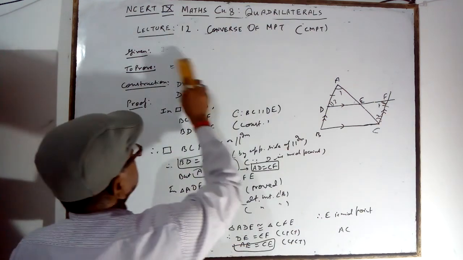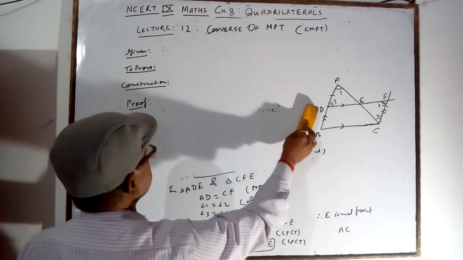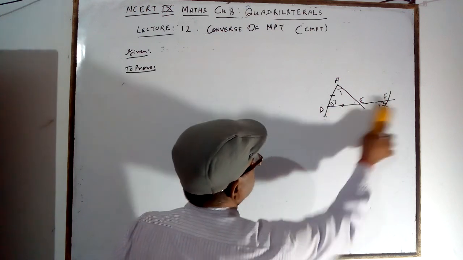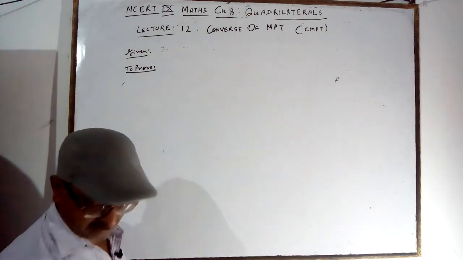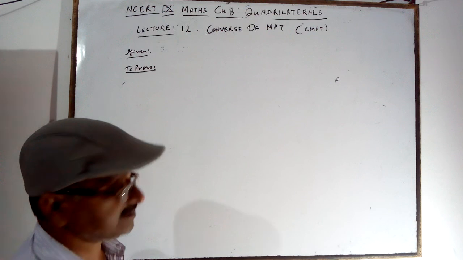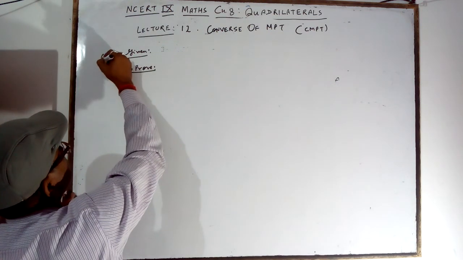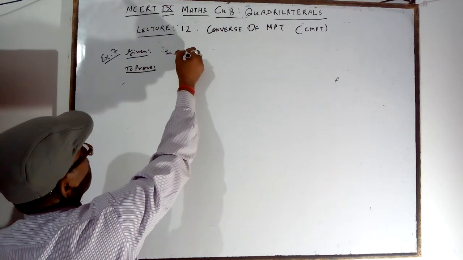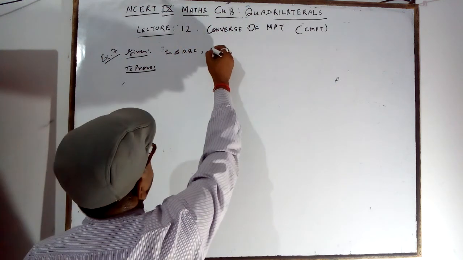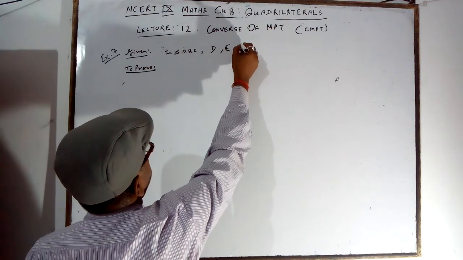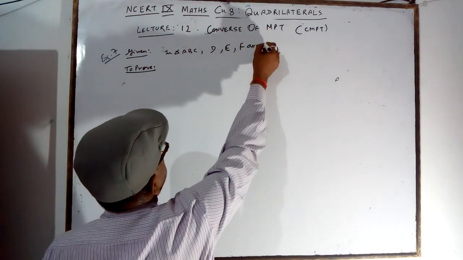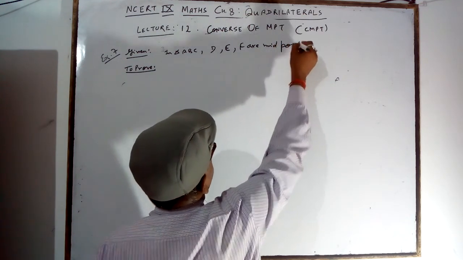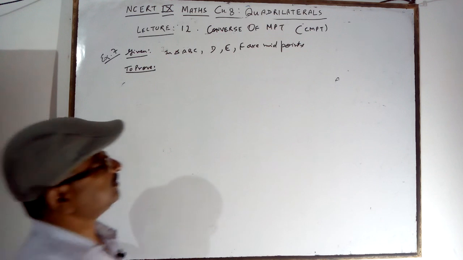Here one example is given. Example number 7 of your book. In example number 7 it is given a triangle ABC. In triangle ABC, D, E, F are midpoints.